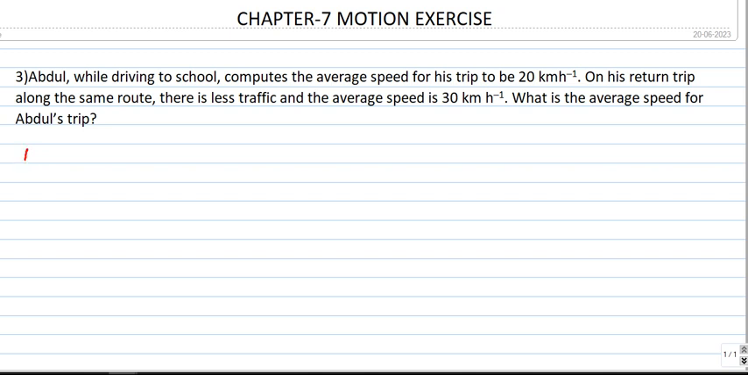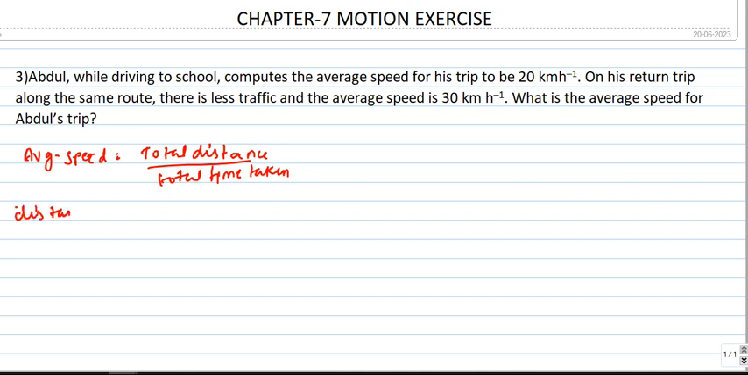So average speed can be calculated from total distance by total time taken. We will assume a few things here. First, the distance from school to house or house to school. Let us assume the distance to be x meters.